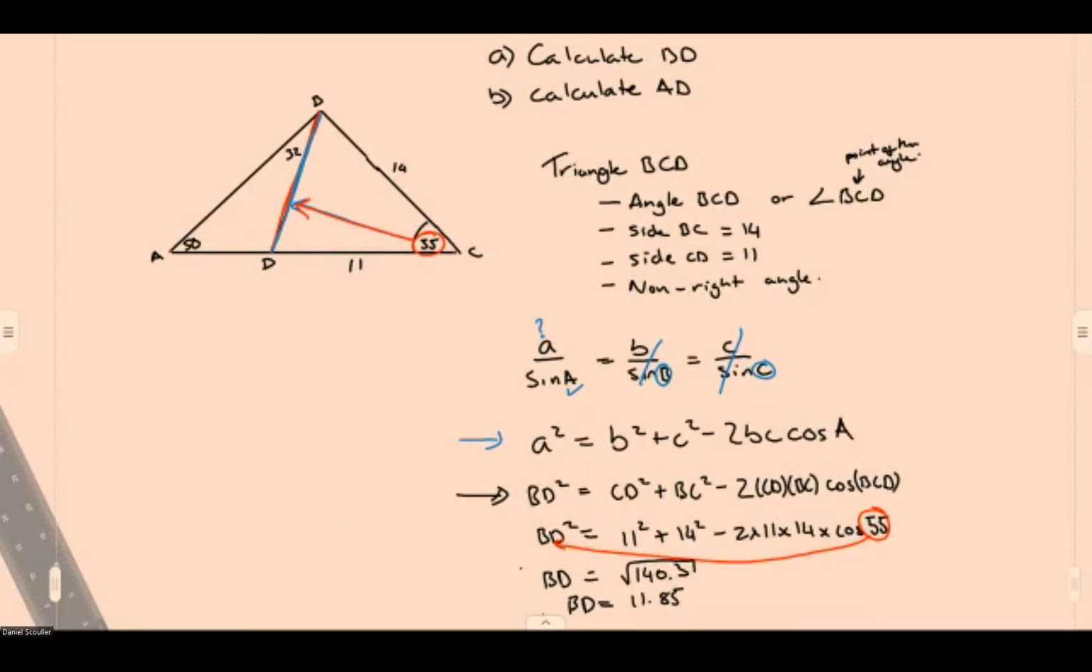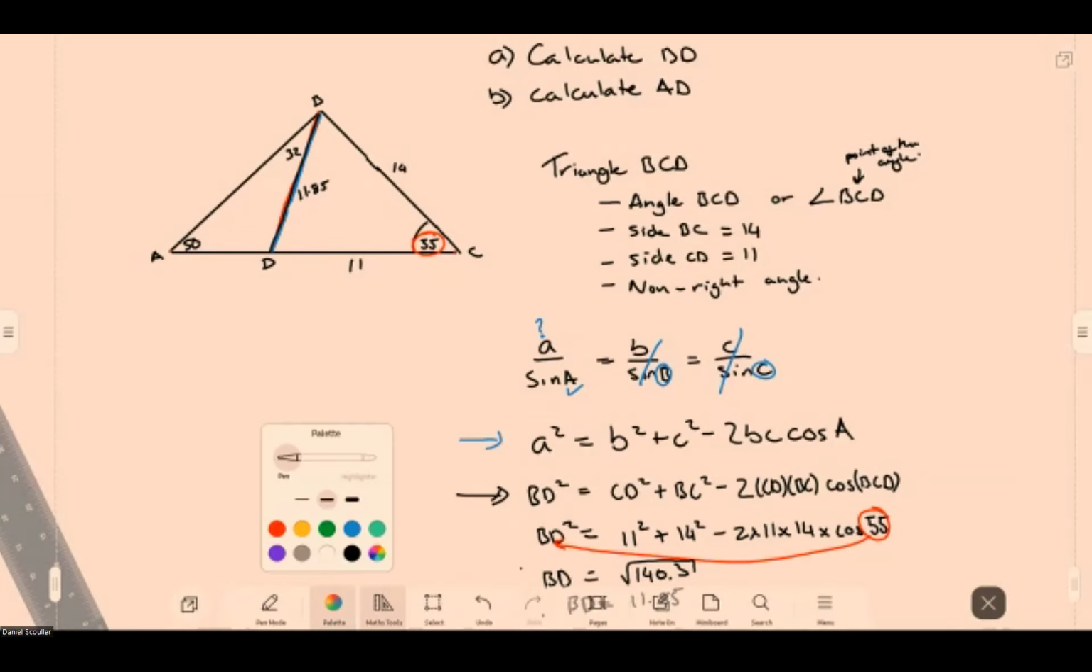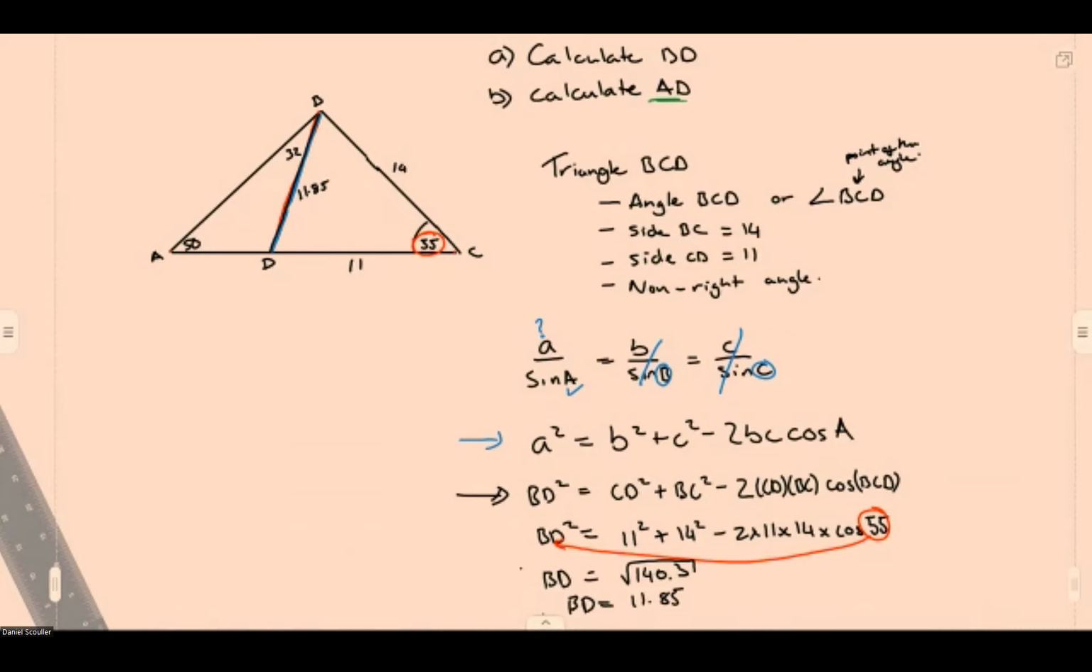Now we've filled in what was an unknown. We've found that to be 11.85, and now we've got a side BD and two angles. What's part B asking us? Part B is asking us to find AD. AD is the distance from point A to point D, which I've highlighted in green.